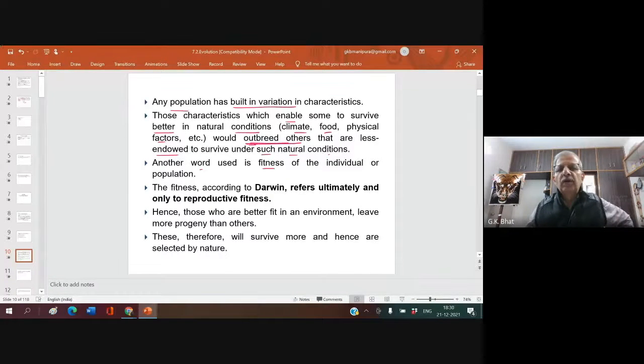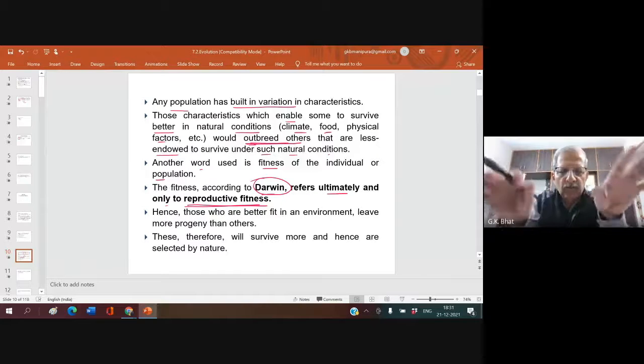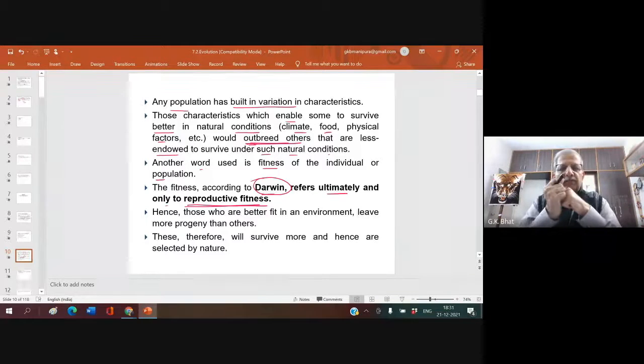Another term used is the fitness of the individual population. The fitness, according to Darwin, refers ultimately and only to reproductive fitness. Remember, this is very important in terms of Darwinism. Whenever you say, hey, I am very much fit, I am very strong, how fit you are with a 6-pack, 8-pack, whatever it may be, that's not important for me. If at all you are telling that you are fit to live, you must have the ability to reproduce. Then only you are fit. So fitness in evolution terms is always reproductive fitness.